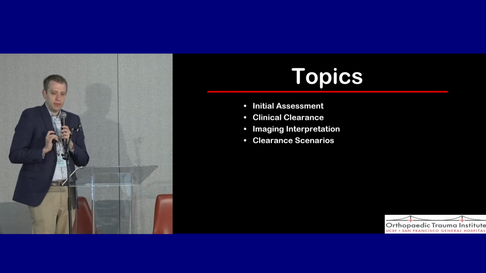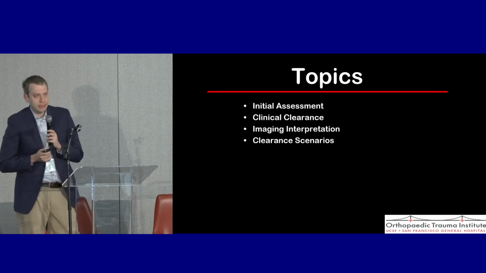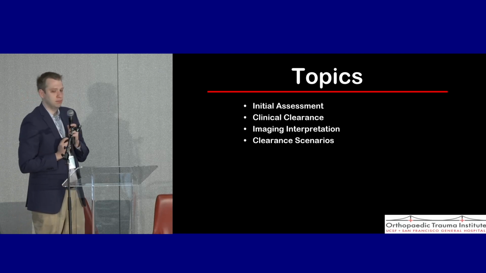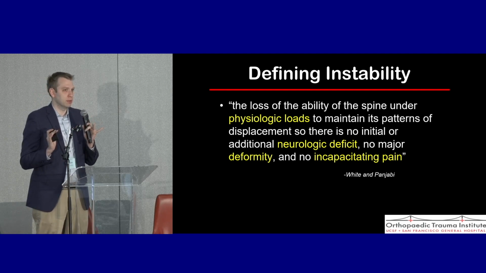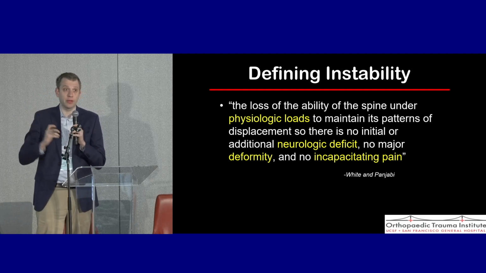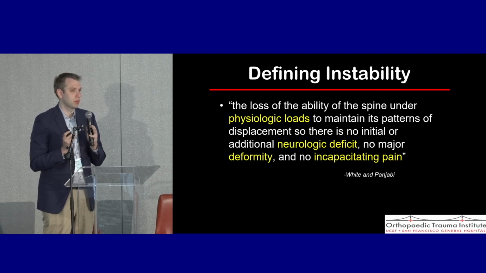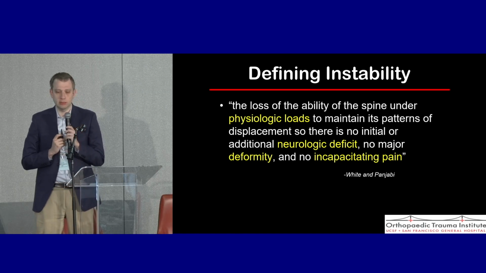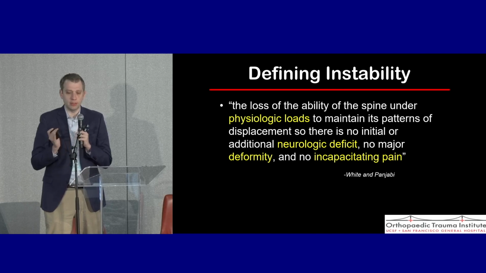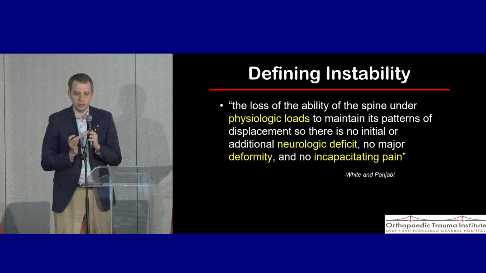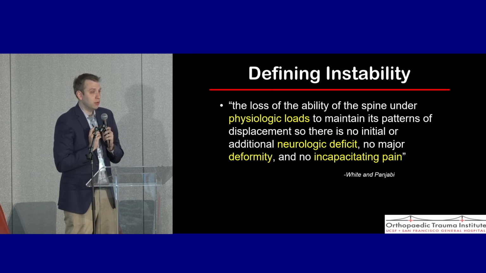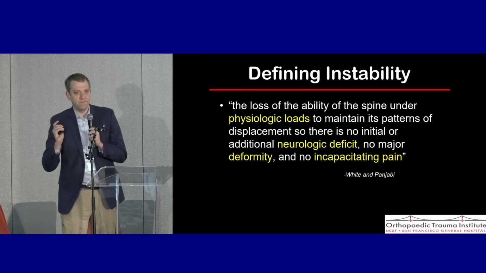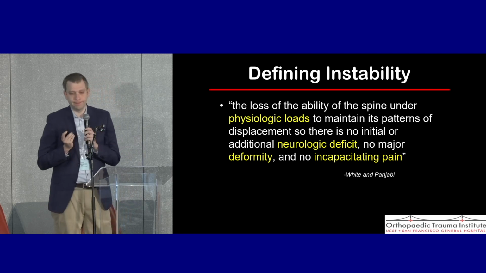So I'm going to talk a little bit about the initial assessment, the clinical clearance, imaging interpretation, and then different clearance scenarios. So let's first talk a little bit about instability, just because that's kind of the guiding principle to how we know when we could and cannot clear the C-spine. So basically, instability is the loss of the ability of the spine under physiologic loads to maintain its pattern of displacement. So there is no initial or additional neurologic deficits, no major deformity, and also no incapacitating pain, which becomes very relevant when it comes to clearing the C-spine.